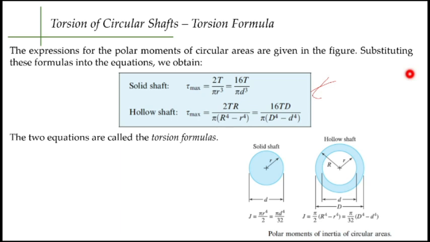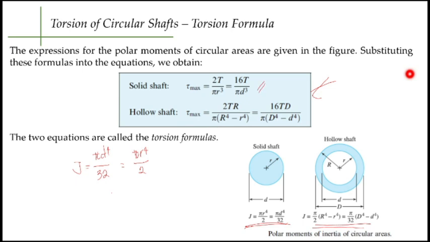So the value of your J for circular shafts, or the polar moment of circular areas, is pi d to the fourth over 32, or pi r to the fourth over 2. And of course, if it is a hollow shaft, then it is outer radius minus inner radius, or outer diameter minus inner diameter.